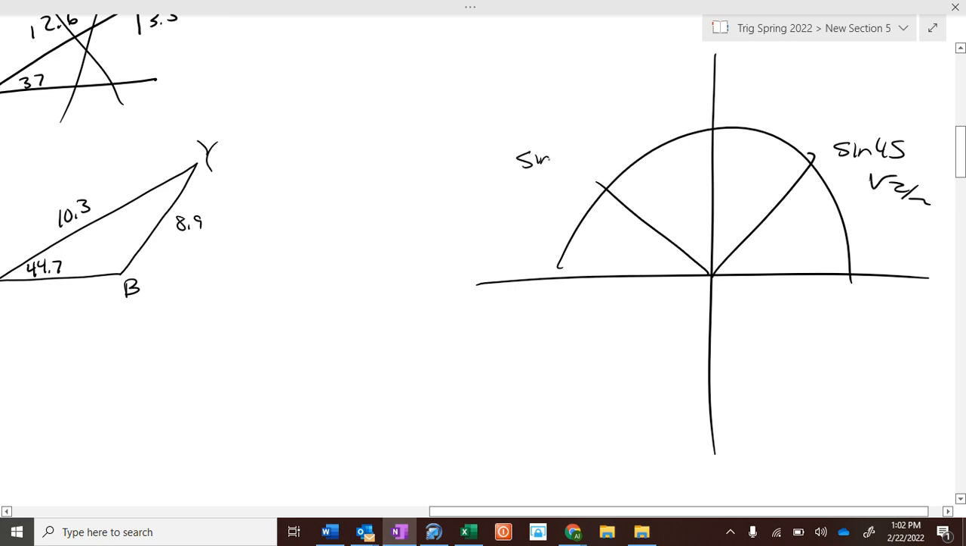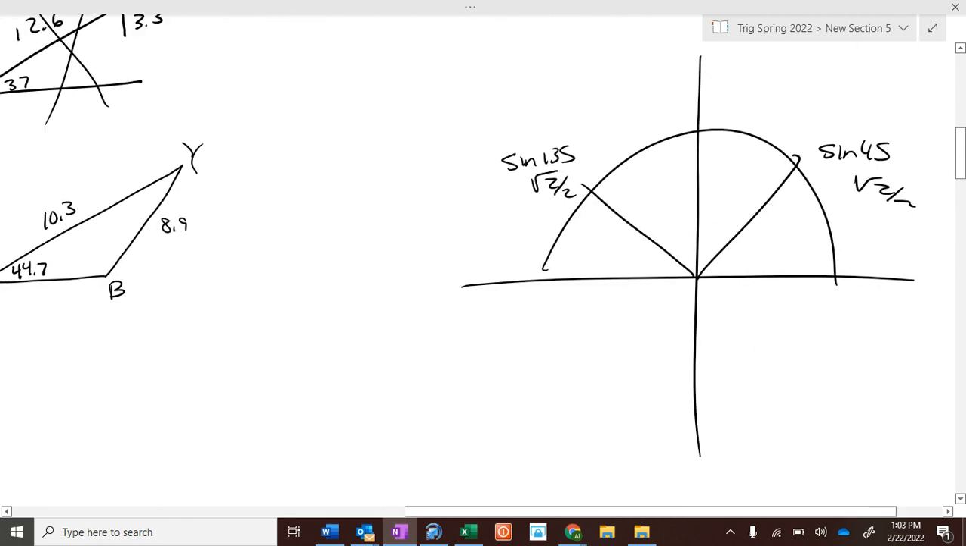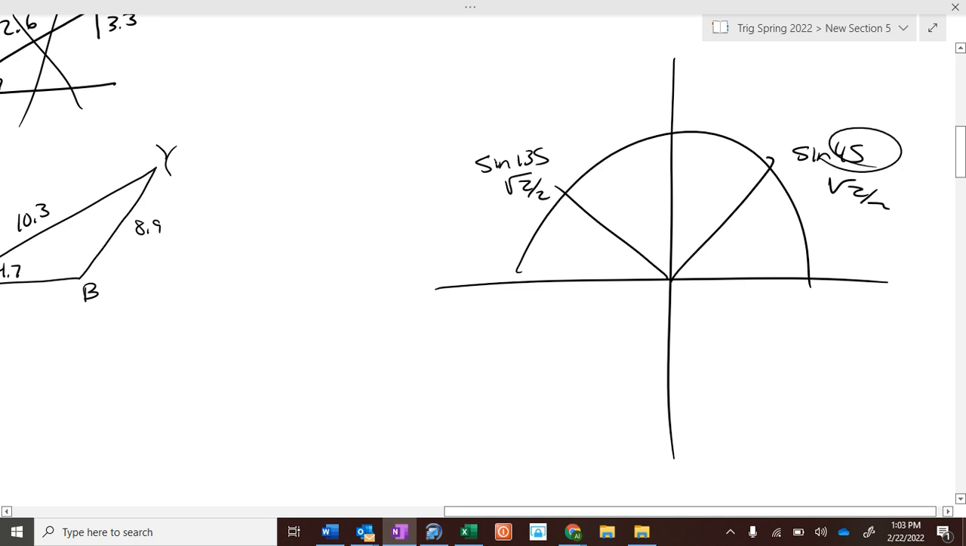What's the sine of 135? Square root of 2 over 2. They're the same thing, right? So there are two different angles with the same answer. What's the relationship between 45 and 135? They're 90 degrees apart, or if you take 180 minus this, you get this. Or 180 minus this, you get this, right?